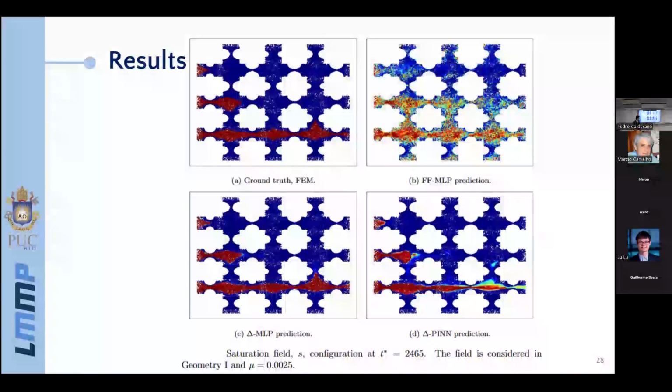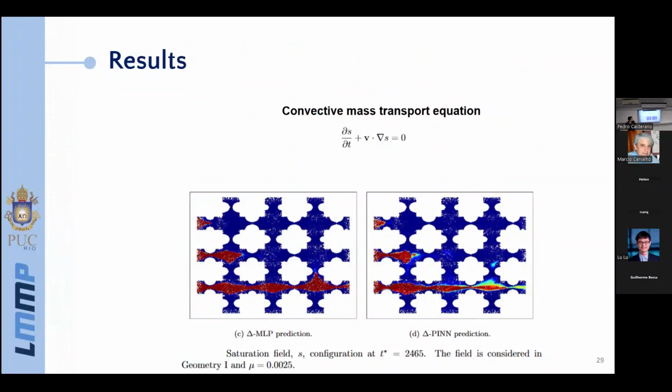It should be better. In panel C, I have the delta MLP prediction, and well, it's quite close to what it should be. The prediction is quite close to the ground truth. And finally, I have the prediction of delta PINN, which has some problems in the transition of the phases, in the transition between the water phase and the oil phase. And that happens basically because I have this convective mass transport equation, which is hyperbolic.